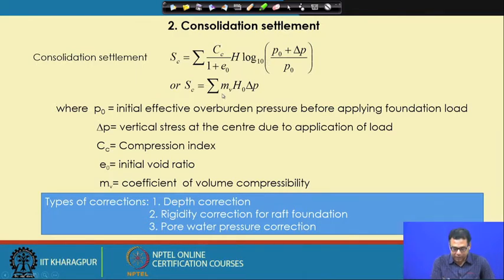In the immediate settlement, if it is a rigid foundation, we have to apply two corrections, the rigidity correction and the depth correction, and if it is a flexible foundation or an isolated footing, then you have to apply the depth correction. In the consolidation settlement, you have to apply three corrections: rigidity, consolidation and the pore water pressure correction, because our consolidation equation is a 1D consolidation equation, but the consolidation process is actually a 3D process.